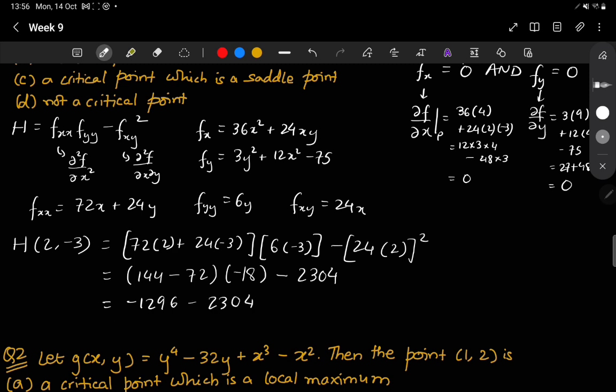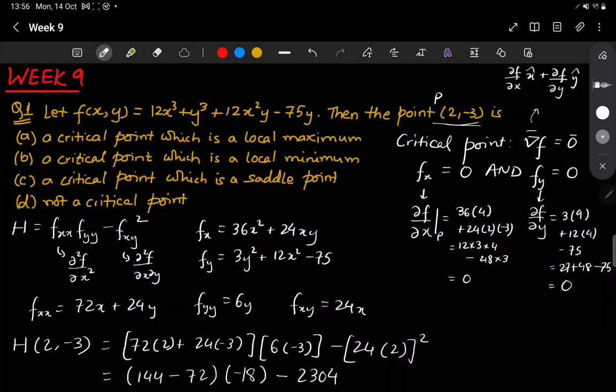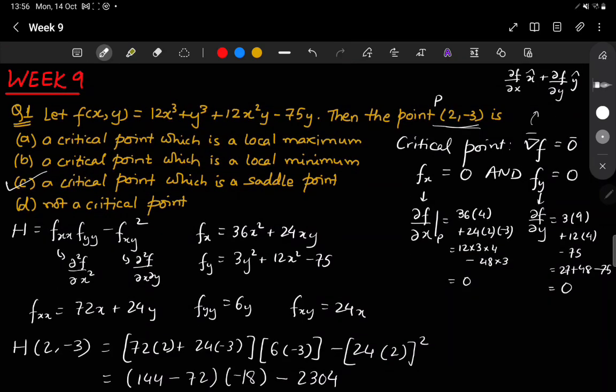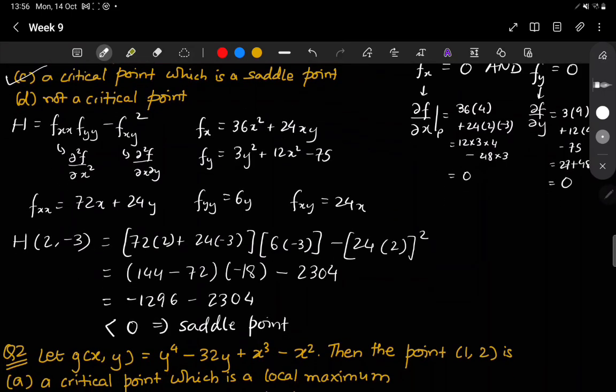2304. And clearly this is negative, it is less than 0, which implies that this point is a saddle point. So when the Hessian is negative, then that particular point is a saddle point. So the correct option is option C, that it is a saddle point. Okay, so I hope this is clear. Are there any questions?